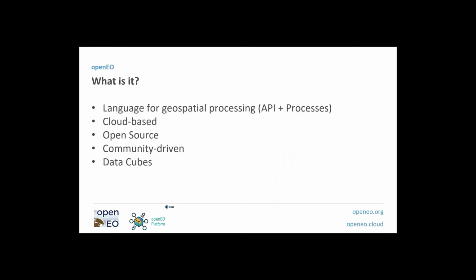So what is it? Well, it is a language basically for geospatial processing, so an API and a set of processes that you can run, basically, an extensible set of processes. It is cloud-based, it is open source and community-driven. So anyone can contribute to that, can propose extensions, can propose new processes, and it's all centered around data cubes so that the data access is really easy, and you don't need to fiddle around with files or any specifics here.